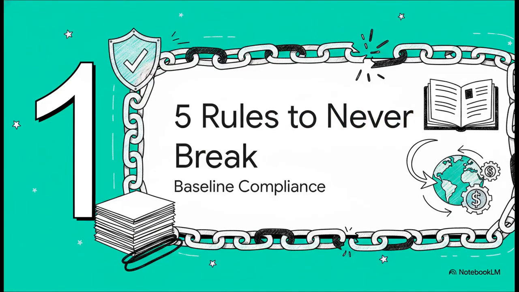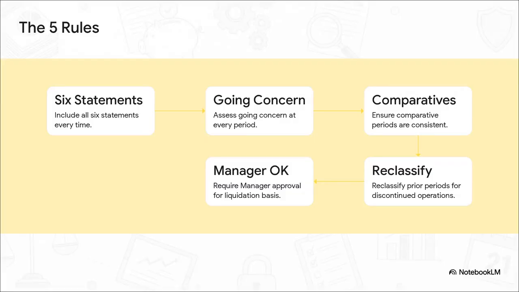All right, let's dive into the 5 rules to never break, which set up that baseline compliance for our financial statements. Missing even one of these 5 steps means your statements are fundamentally incomplete. So let's break them down. Number 1, all 6 statements have to be present every single time. If you submit a package and it's missing, say, a cash flow statement, it's incomplete. It doesn't matter if your balance sheet math is flawless.